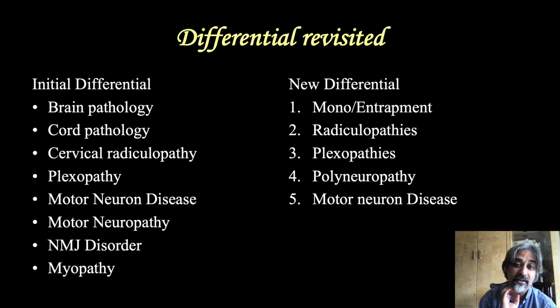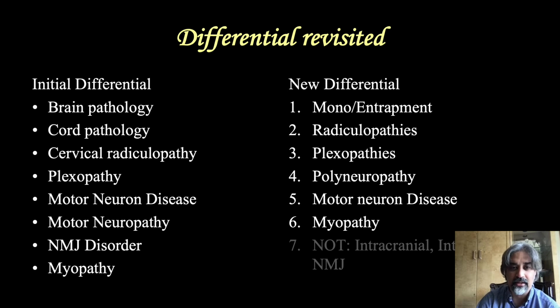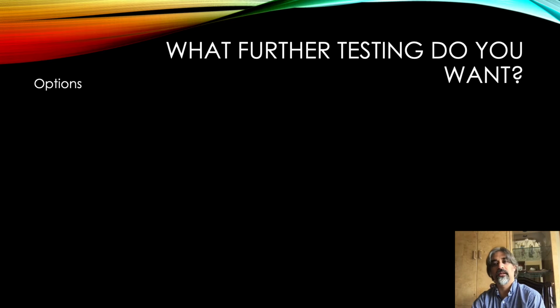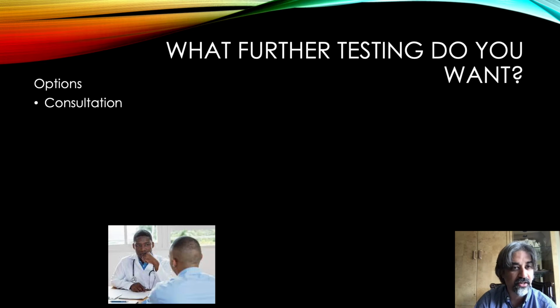Motor neuron disease is definitely something to be considering with painless weakness. But the issue here is that he also has sensory involvement, so it seems less likely. Myopathy, similarly, since there is sensory involvement, less likely. And I'm just not even thinking there's anything intracranial or intraspinal or a neuromuscular junction disorder in this case. So that's my new differential, and that's going to guide what kind of testing I would want. And so here I would say, hey, class, what are all your different options? And you'd get to it eventually.